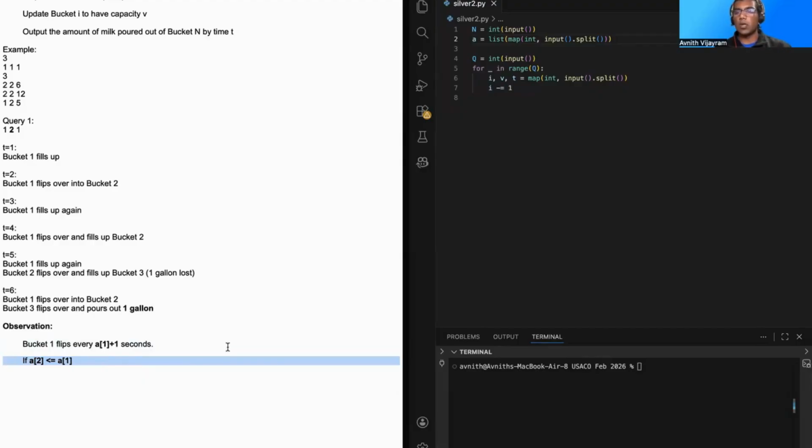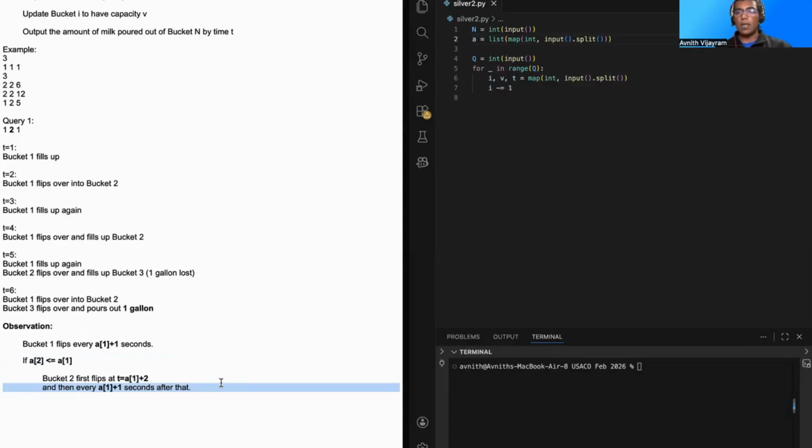If bucket 2 has a lower capacity than bucket 1, then once bucket 1 flips, it will automatically fill up bucket 2. So therefore, the first flip of bucket 2 will be 1 second after the first flip of bucket 1. But then every time after that, it will repeat with the same period. So A1 plus 1 seconds. Every A1 plus 1 seconds after that, bucket 2 will flip.